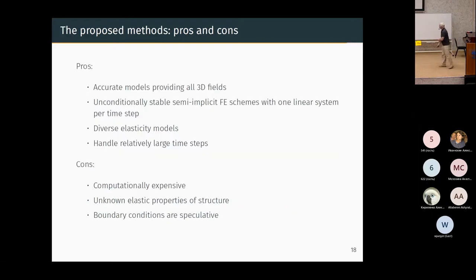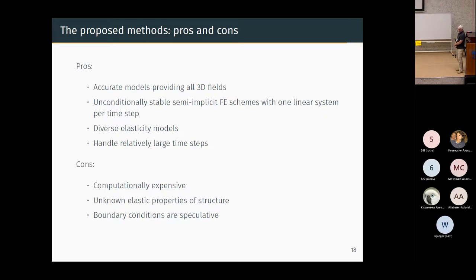Okay, so at the end, we developed accurate numerical models which provide all three-dimensional fields, I mean pressure, velocity, displacements. It is unconditionally stable in the sense which I mentioned. It requires only one linear system per time step. It can deal with different non-linear elasticity models, and it can deal with large time steps. In simulations, we need about 100 or 1,000 time steps at all. But I must mention that all these simulations are computationally expensive, as I already mentioned in the initial slide.